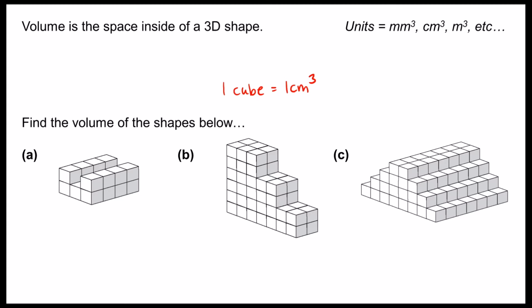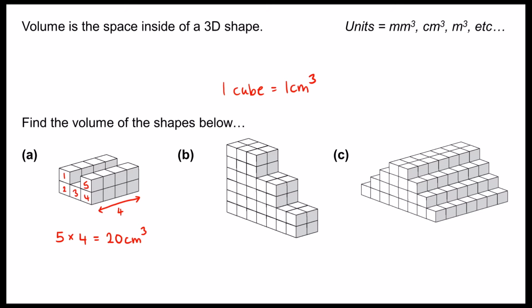So, here are your answers. In part A, we can start off by looking at the number of cubes on this front face. That's 1, 2, 3, 4, 5. Those 5 cubes repeat itself throughout the whole length of the shape, which is 1, 2, 3, 4 cubes long. That therefore means that the volume is simply 5 times 4, which is 20 centimetres cubed.